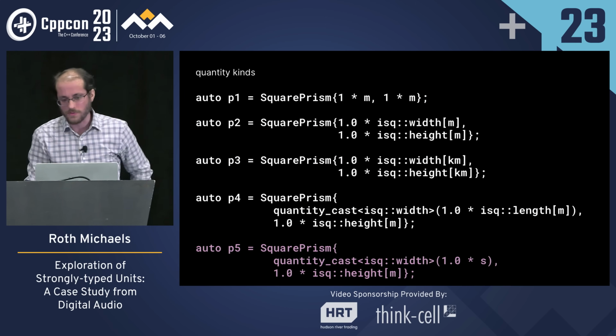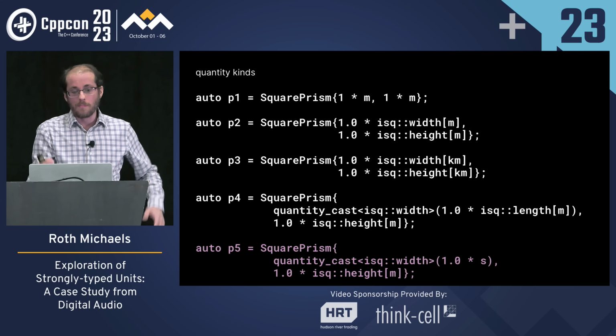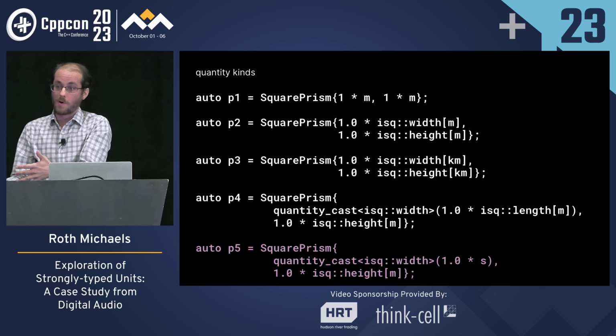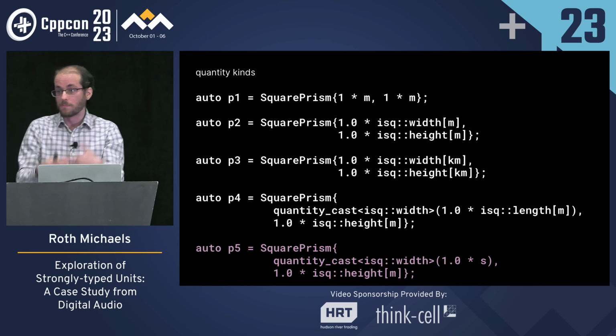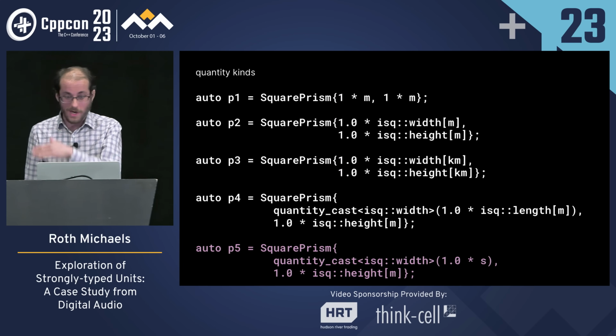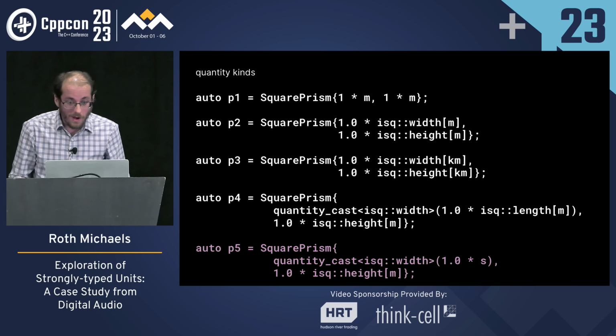And this is nice for making it easier for users. Even though there's a type-safe interface, the user gets a choice of how type-safe they want to be. Obviously, you can't put seconds in here, but you can put in meters, or you could say specifically, no, I want to make sure I'm not screwing this up, and I'm going to put in height and width.